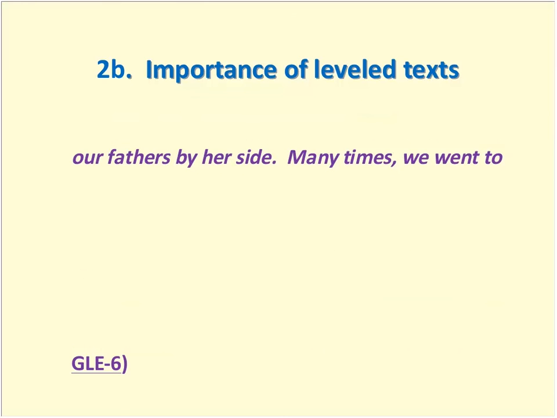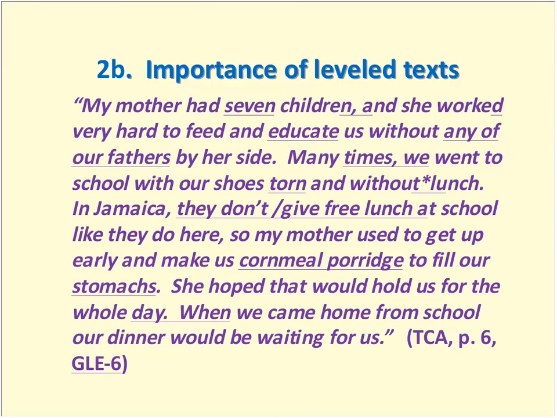What if they read more like this? "My mother had several children." They're guessing, several children, and "she worked," skip the comma, "and she worked," pauses because it's at the end of the margin, "very hard to feed and educate us." I'm not trying to make fun of students. I'm just showing that this is GLE 6. This might be the right instructional level for this student because they're moving through it, but they're having some challenges.